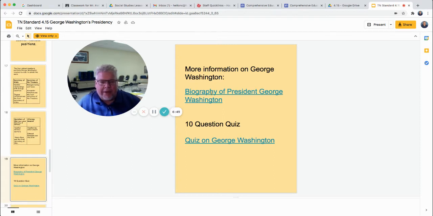Now, you can find some more information on George Washington. You can read more about him. If you'd like to do that, I do want you to go to this slide and click on the quiz on George Washington, see how you do. It's not going to be turned in to me. It's just something you do on your own. See how you do. How many can you get right out of 10?